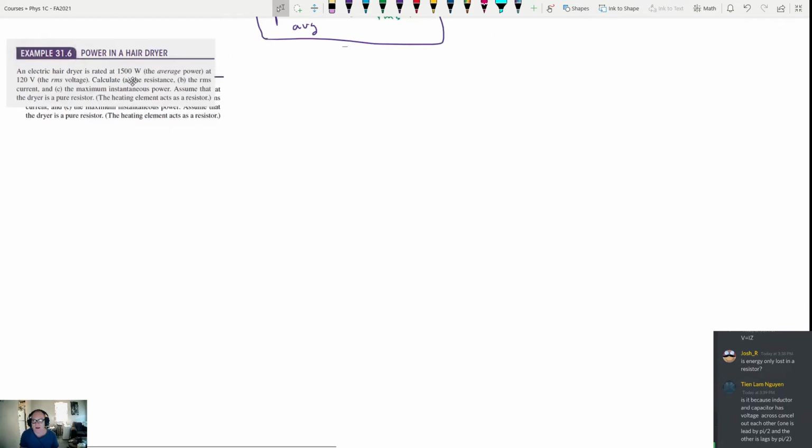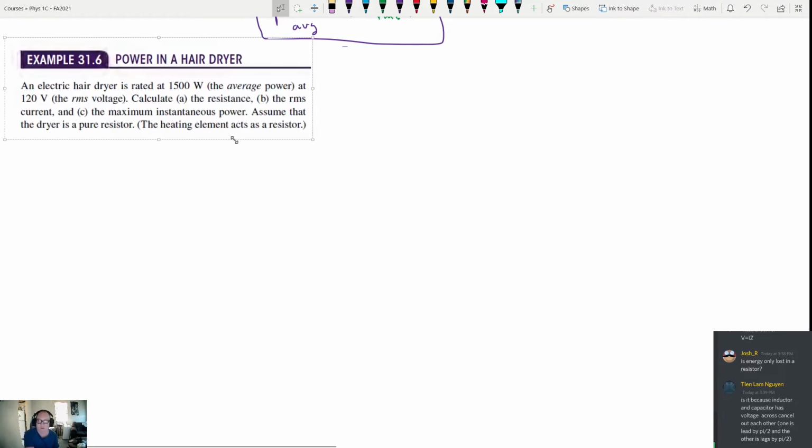Okay, power in a hairdryer. This is a really easy problem. An electric hairdryer is rated at 1500 watts. That's our average power, so we can write that down. Power average is 1500 watts, at 120 volts, that's the RMS voltage. They're so nice to tell us. V RMS is 120. Part A says to calculate the resistance. Part B says to calculate the RMS current. C, the maximum instantaneous power. Assume that the dryer is a pure resistor.